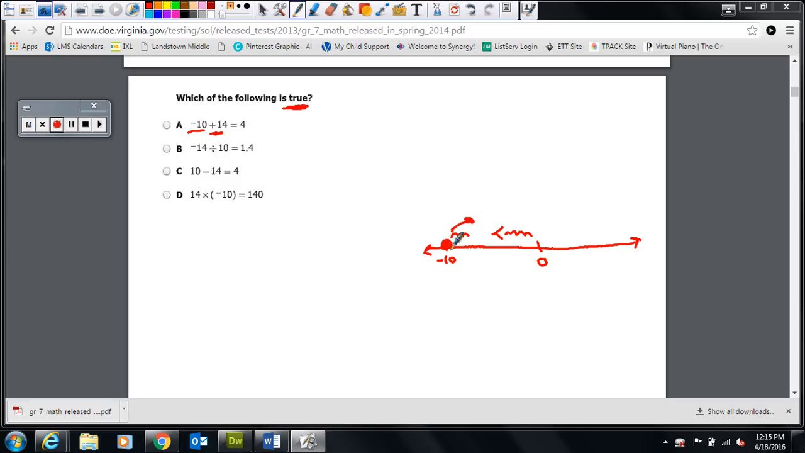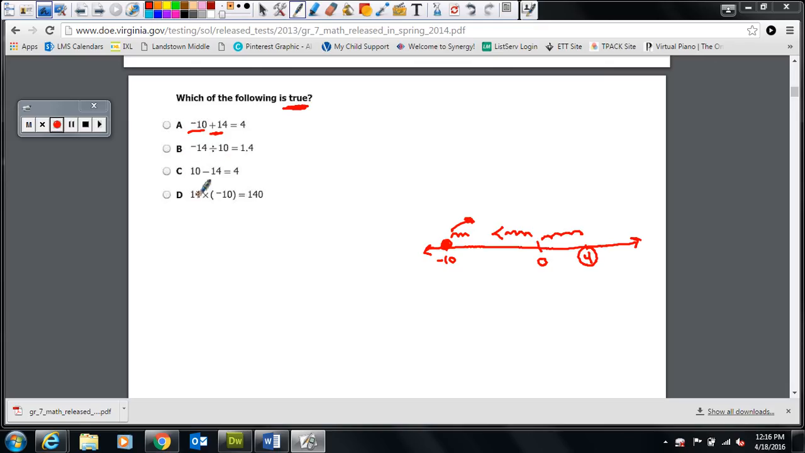I'm at 0. That's 10 steps to get back to 0. But I need to go 14 steps altogether. So I need to travel another 4 steps, leaving me at positive 4. So negative 10 plus 14 does indeed equal positive 4. So we've already found the true statement. Now we should always check every single possible answer just to make sure that we didn't perhaps make a careless mistake.